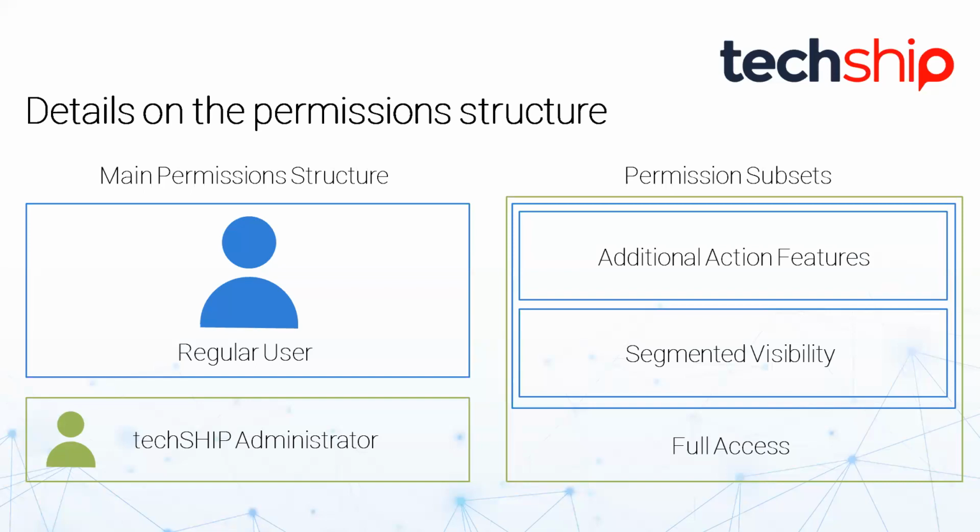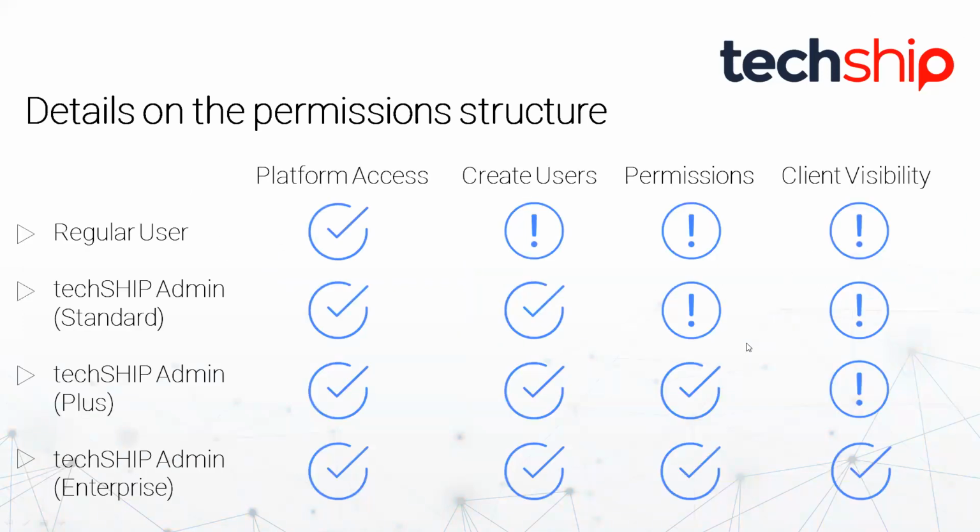Then segmented visibility. Again, what I explained before: if you need to separate your clients into teams and have each team have visibility over their clients only, this is something you can do with some TechShip packages. And then the other permission subset is the TechShip administrator with every permission, which is full access. Now let's talk a little bit about these user permissions.